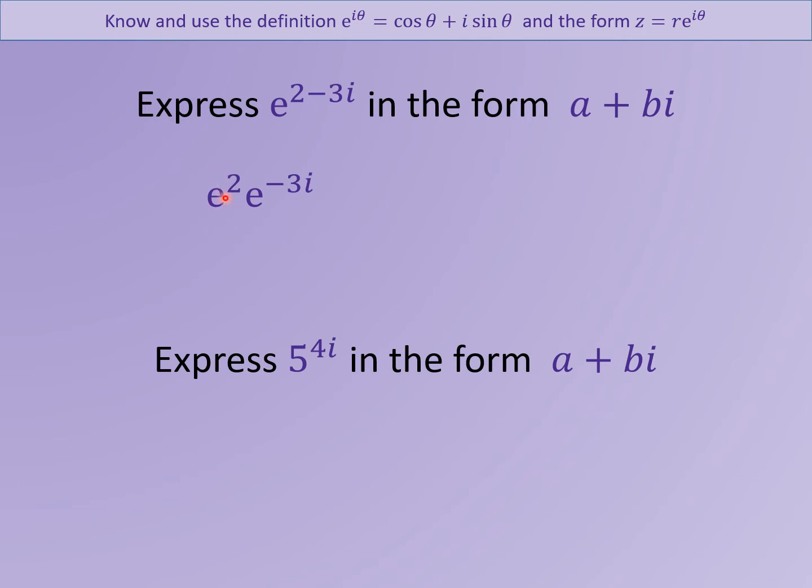e to the 2 is just a number. So that's my R value. And minus 3 is my theta value. So I have e to the 2 cos minus 3. That's where that one comes from. And e to the 2 sine minus 3. That's what that one is. And don't forget to put the i after it.